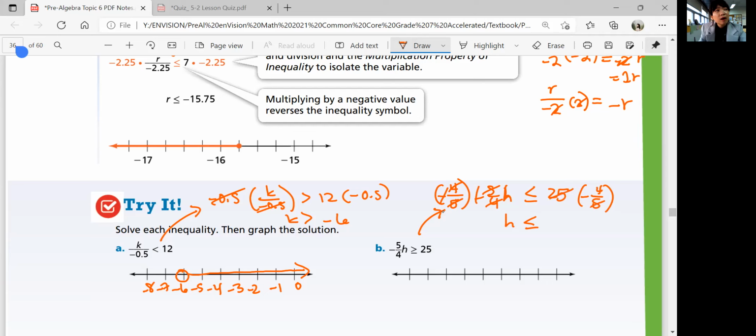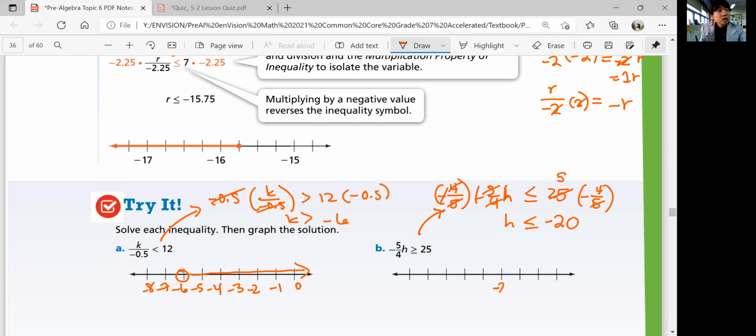And then here, 5 is canceled out, but 25 to 5. Okay? 5 times 1 is 5. 5 times 5 is 25. You divide both by 5 to simplify. And then you multiply 5 times -4 to get -20. So h is less than or equal to -20.